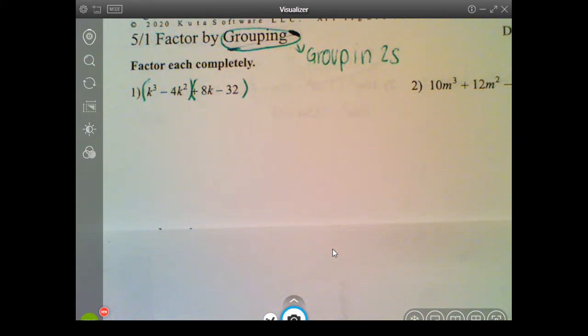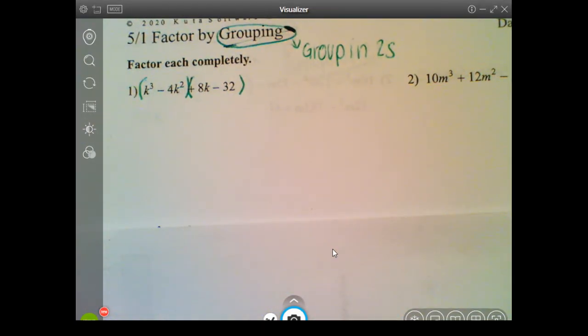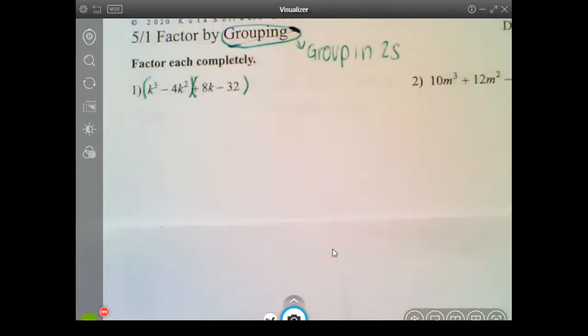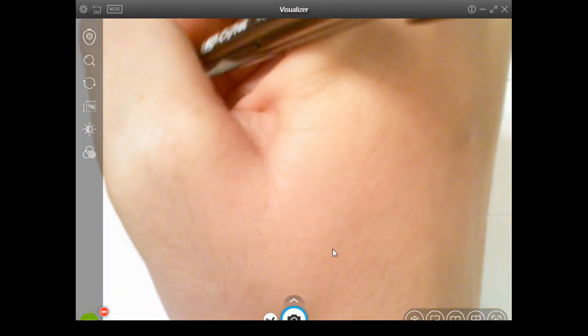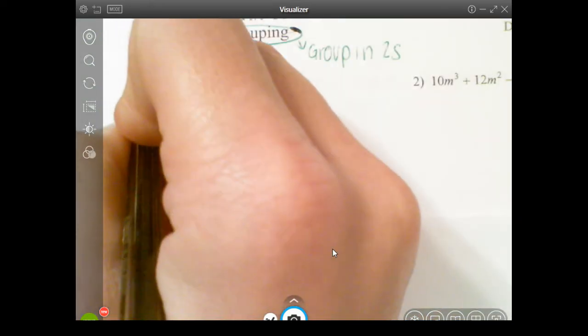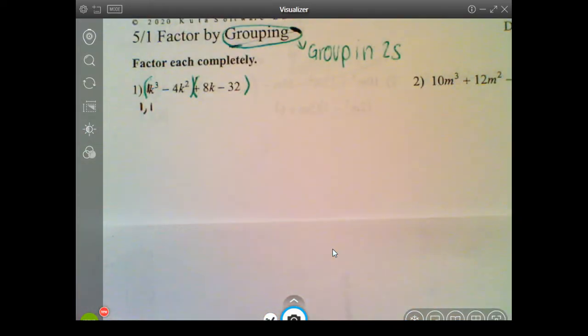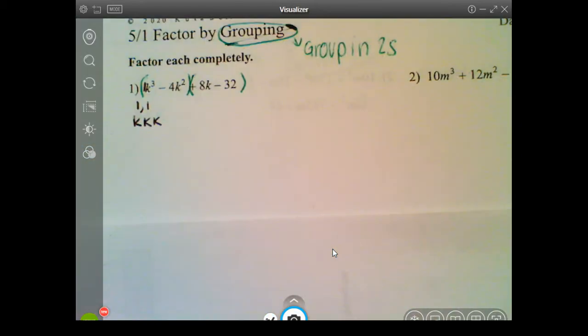Okay, then you're going to use the strategies that we used before, which is identifying what they have in common. So you're going to do it group by group. If I look at the first term, it's a K to the third, which means there's an imaginary 1 there. So factors of 1 are 1 and 1. And then there's 3 Ks. So I'll list 3 Ks. And many of you that sent in your work did this beautifully.